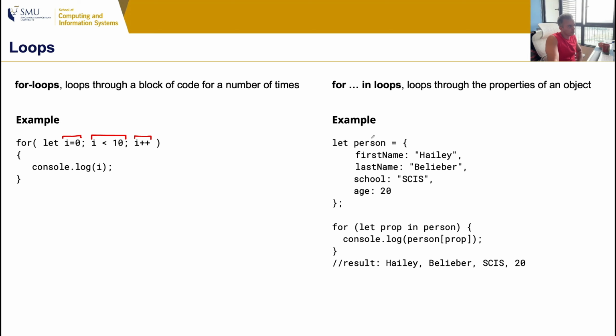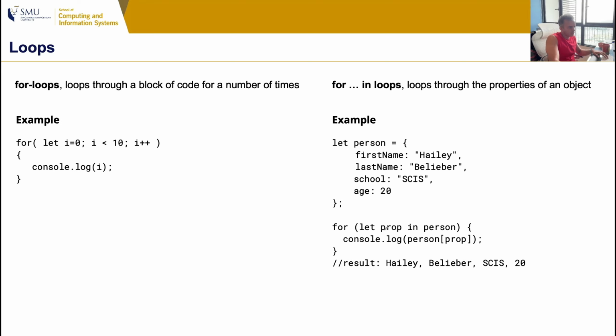For instance, if you want to loop through the properties of an object, you can use the in keyword. So for let prop, which is a dummy variable, in person. You loop over each property of the person: the first name, last name, school, and age. And then it is writing person square bracket prop. This is interesting. Person is an object, but we are using an array syntax to actually access the properties. This is valid in JavaScript, and this is actually quite useful.